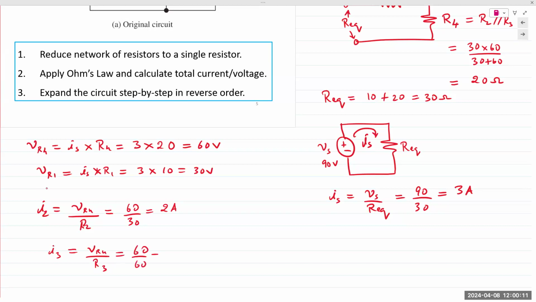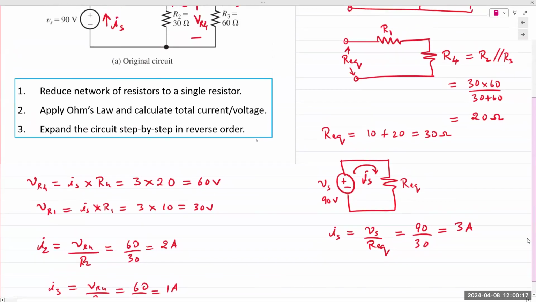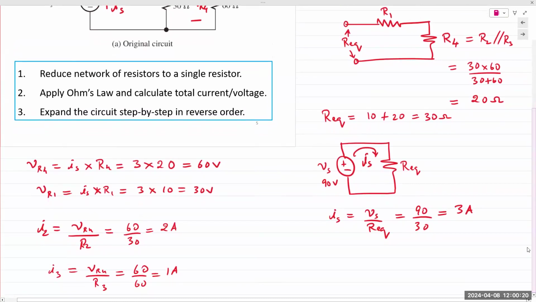60 divided by 60, 1 amp. 3 amps total current coming from the source. 2 plus 1, 3. KCL is also satisfied.